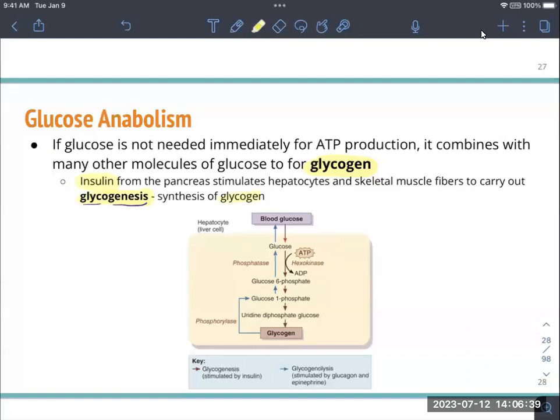And we just keep adding more glucose molecules onto this chain of glycogen until the liver and those skeletal muscles have reached their limit. At this point, what we will do is start converting glucose to amino acids, converting glucose to fats.